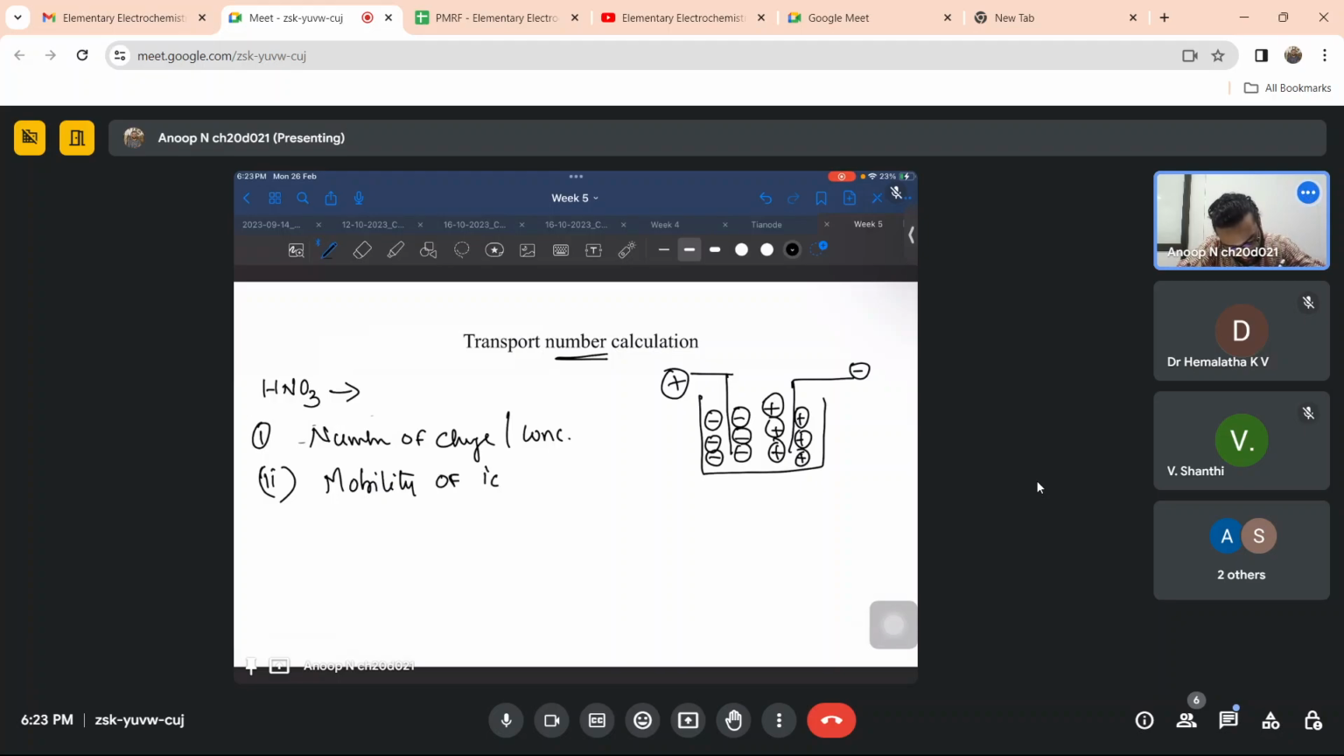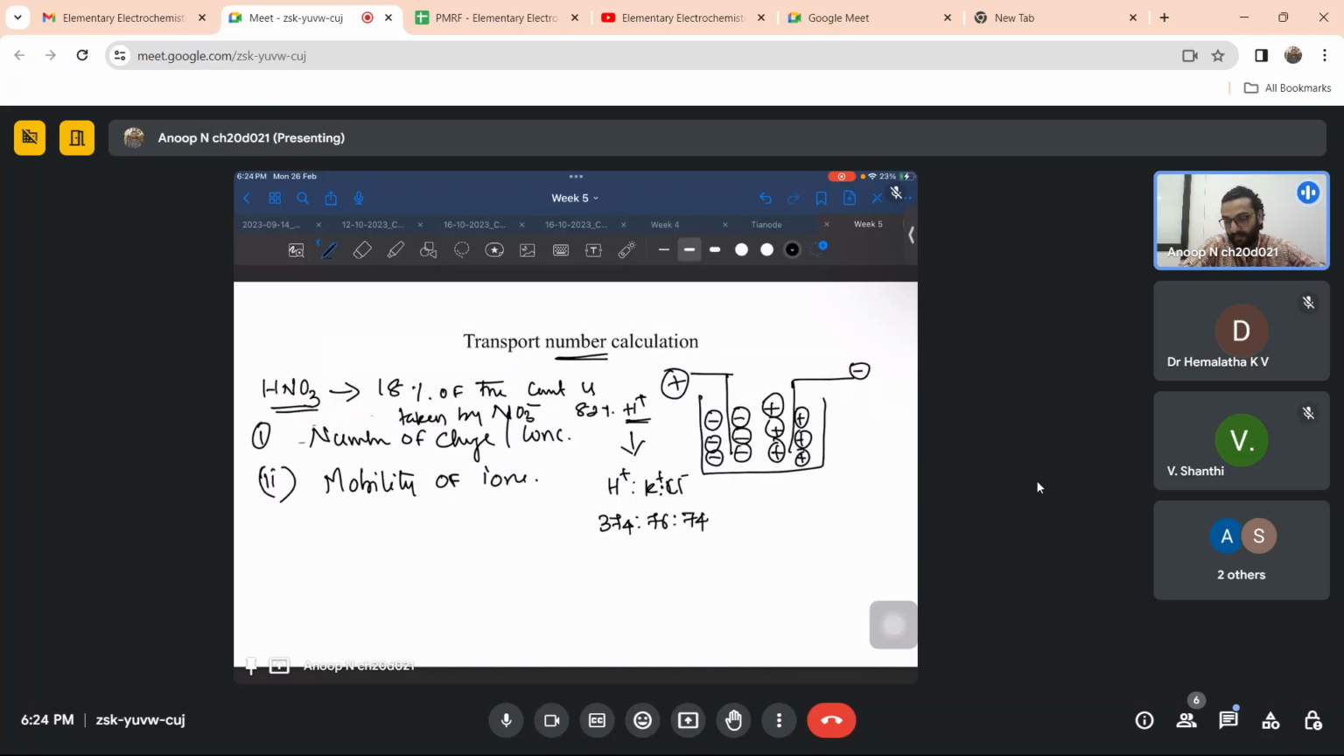We have seen in the class, for example, in HNO3, only 18 percent of the current is taken by NO3 minus, whereas 82 percent is taken by H plus. What is the reason? As we have already seen, it has very high mobility. When we took three examples, H plus, K plus and Cl minus, the ionic mobility was in the range of 374 to 76 to 74.